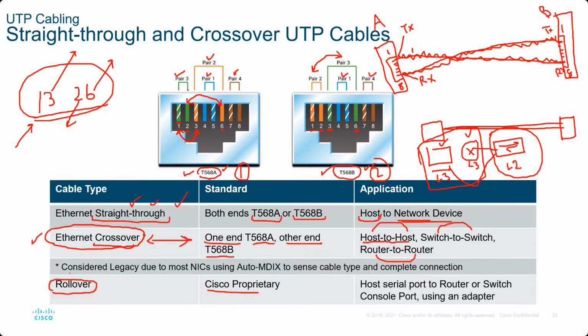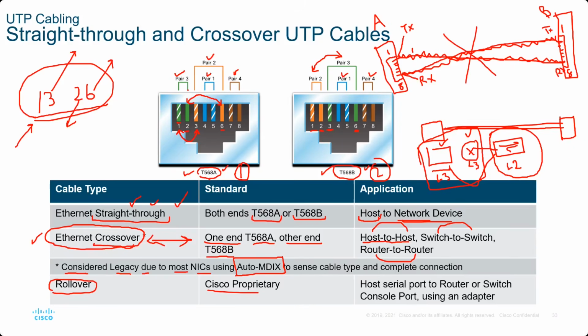But look at this one. Considered legacy, specifically crossover, due to most NICs, all the modern network interface cards that we have today on all the modern routers, switches, and your computers. They have a specific feature called Auto MDIX, which can automatically detect which pin is transmitting and which pin is receiving, and it can adjust itself according to that. So you don't run into this problem at all in modern networks.